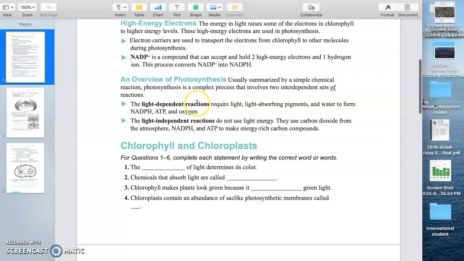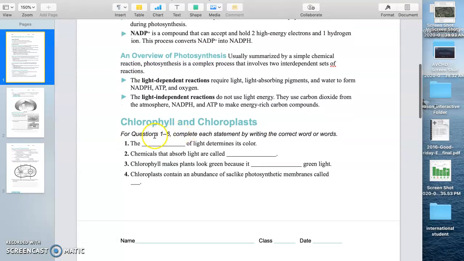All right, so again, in the light-dependent reaction, which requires light, we're going to produce ATP, which is the energy source. We're going to produce oxygen, which is the waste product. And this is the part we didn't talk about earlier. We're going to form NADPH, which is going to carry electrons to the light-independent reaction. And those electrons, along with ATP and carbon dioxide, are going to be used to make sugar, to make glucose.